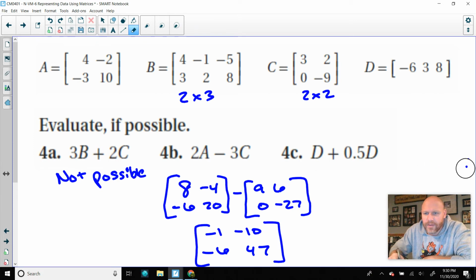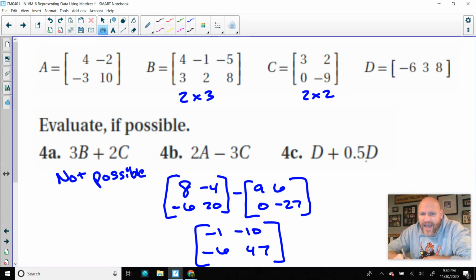All right, we'll get rid of this. And the last one here, they want to do D plus half of D. So we'll start off with D, which would just be a -6, 3, and an 8. And 0.5 something is just going to be half of that something. So we'll add half of -6, which is a -3. Half of 3 is 1.5, no big deal. And half of 8 is going to be the number 4.